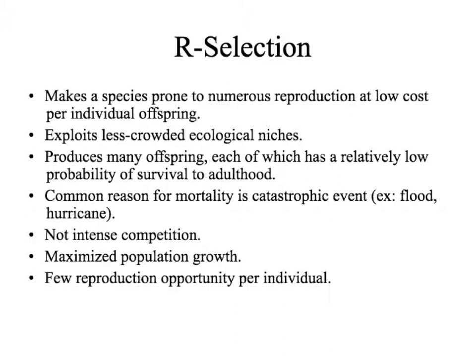It makes a species prone to numerous production at low cost per individual offspring. They exploit less crowded ecological niches and produce many offspring, each of which has a relatively low probability of survival to adulthood. A common reason for mortality is catastrophic events, for example a flood or hurricane. Not intense competition, maximize population growth. Few reproduction opportunities per individual.